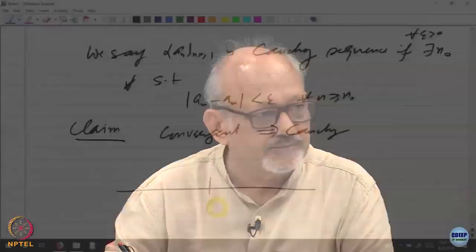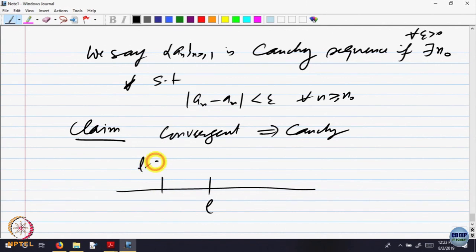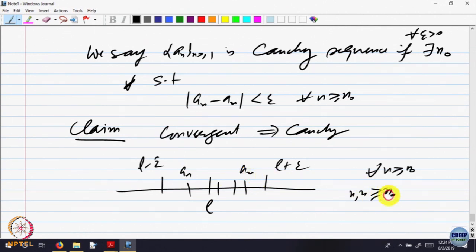Now, convergent means there is L. There is L minus epsilon and L plus epsilon, that is a neighborhood, that is an interval. Say that for every n bigger than n naught, a_n is here, a_m is here, when n and m are bigger than n naught. But that obviously says the distance between a_n and a_m is small, right?